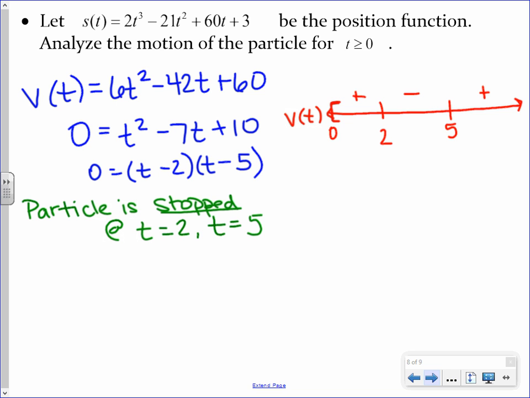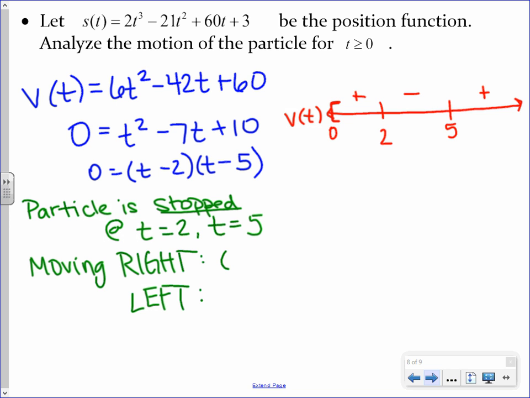And then I want to know moving right versus moving left. Moving right, our velocity is positive from 0 to 2 and 5 to infinity. So that is where we are moving right. Our velocity is negative from 2 to 5. So we're moving left from 2 to 5.